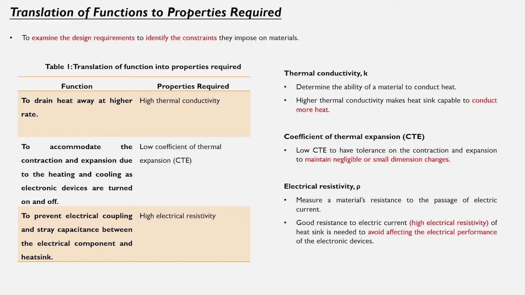Moreover, the coefficient of thermal expansion should also be low for the material. This is to ensure that the heat sink dimension doesn't change much due to the constant heating and cooling of the electronic device as it is turned on and off constantly. The material should also possess high electrical resistivity as to avoid any electrical coupling and stray capacitance between the heatsink and the electrical component.